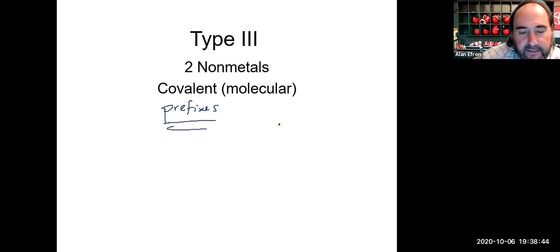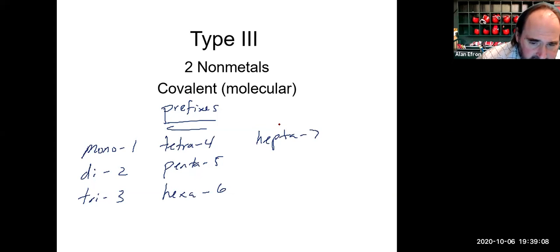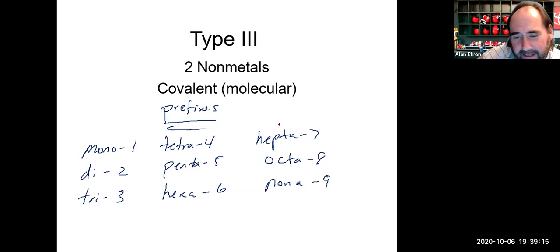Those prefixes, as we will see in a table: mono, which is 1, di, which is 2, tri, which is 3, tetra, which is 4, penta, which is 5, hexa, which is 6, hepta, which is 7, octa, which is 8, nona, which is 9, and deca, which would go with 10.